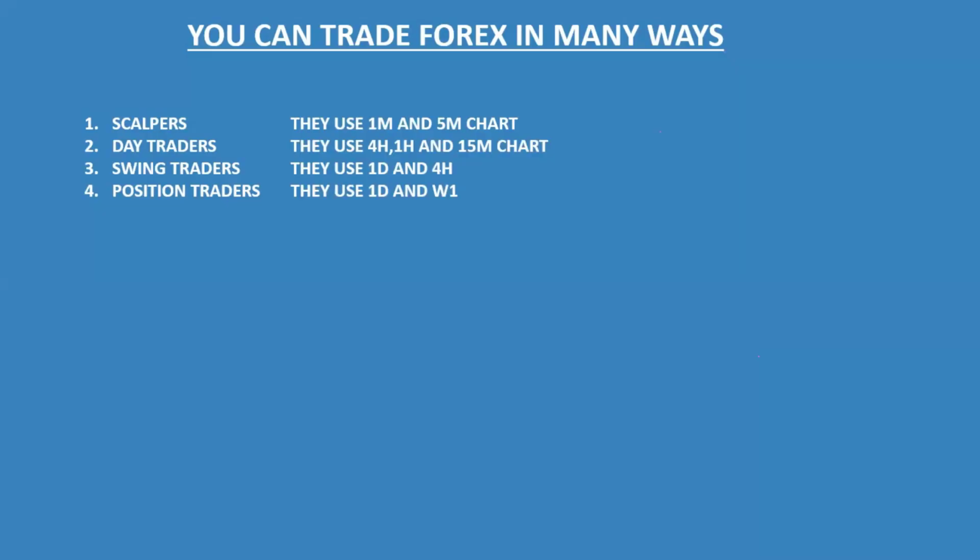We have the swing traders. They use 1 hour, 1 day time frame, and 4 hours charts to do their analysis. These people stay in a trade maybe for 1 week. They place the trade and the trade is running maybe for 2 days, 3 days, even 1 week. The trade is still running. That's swing traders. All right.